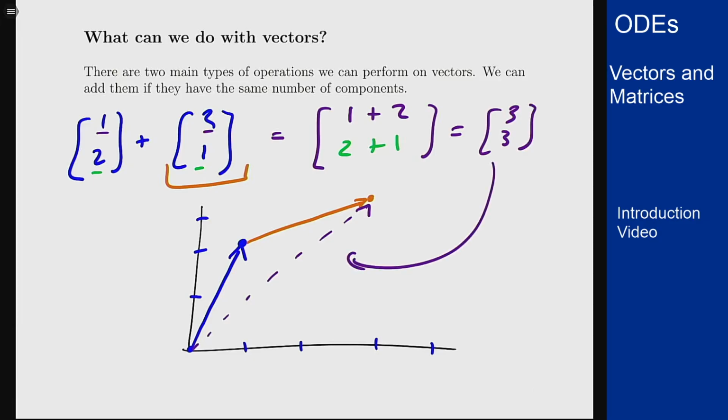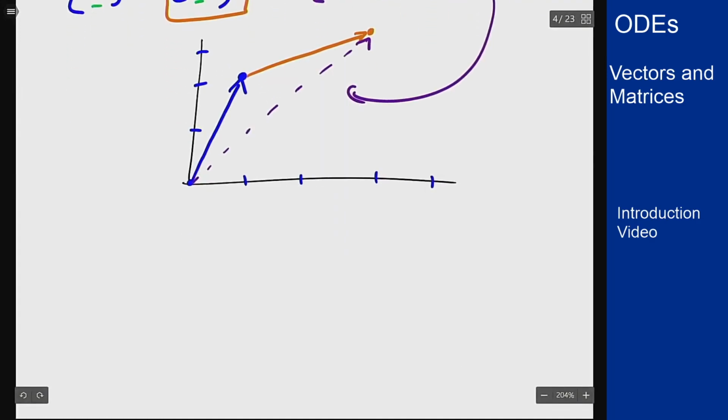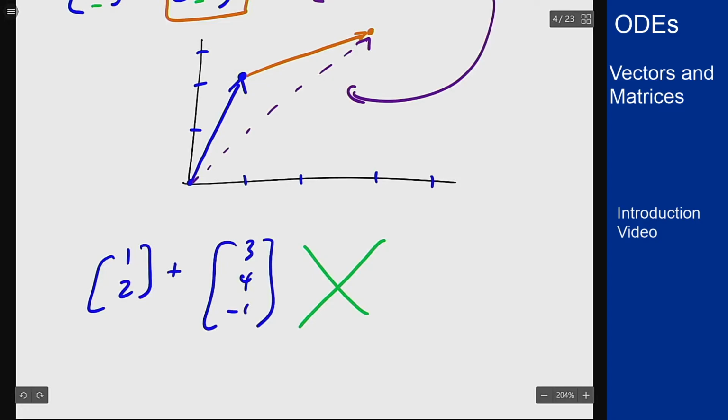Now this only works if they have the same number of components. Right, if I have the vector 1, 2 that I want to add to the vector 3, 4, minus 1, that doesn't make any sense. I can't add those two vectors, they don't have the same number of components. It's just not a defined operation to combine these two things together. Right, a 2-dimensional vector plus a 3-dimensional vector doesn't really make any sense.